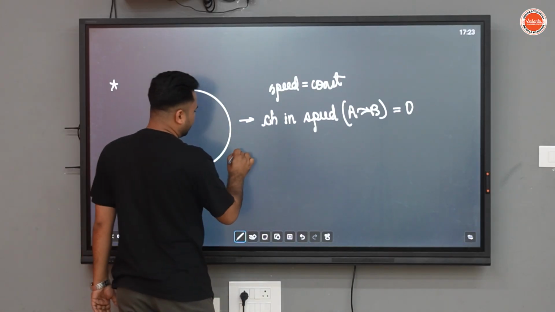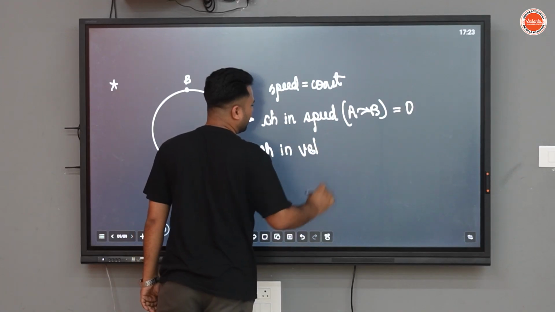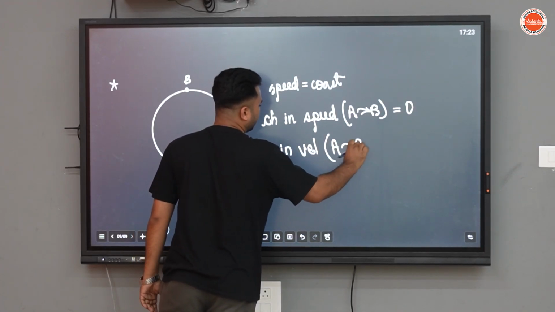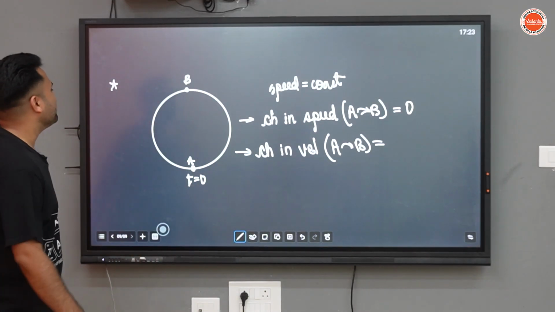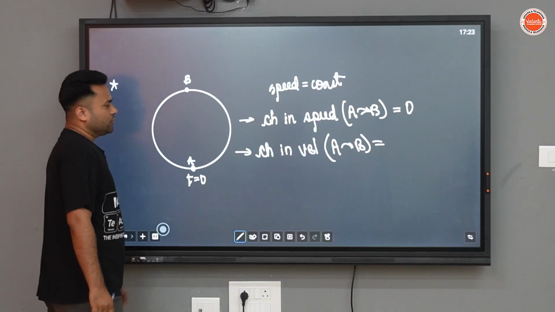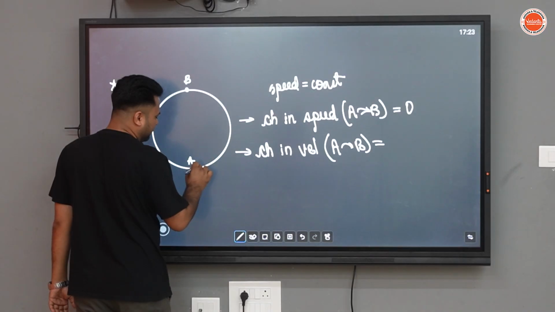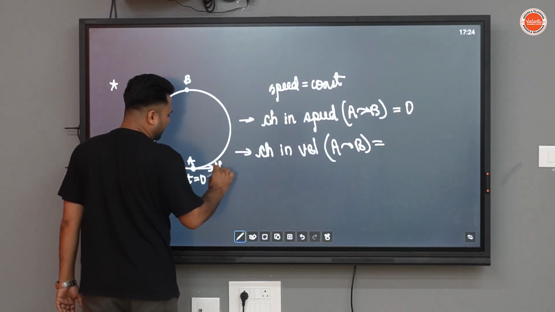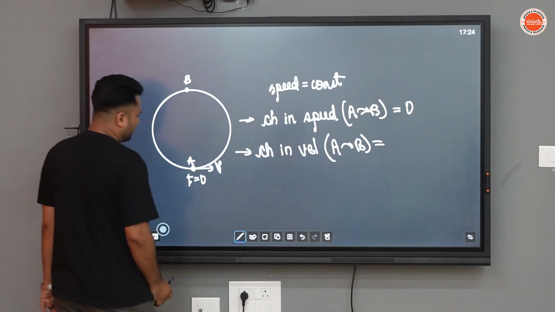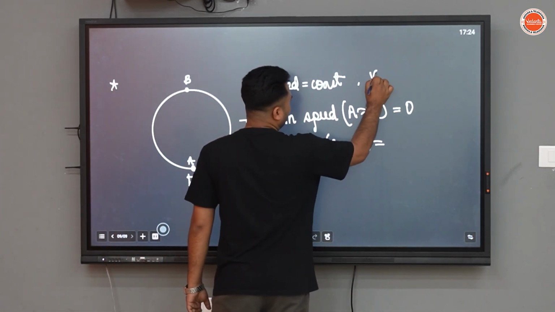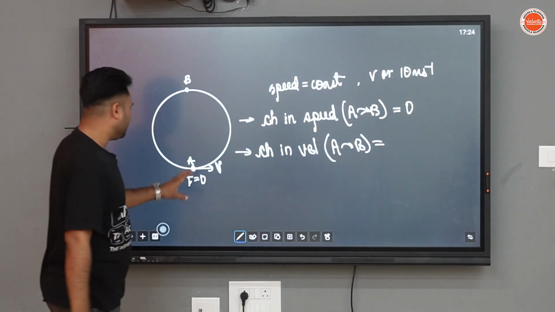But if they ask what is the change in velocity when the object goes from A to B? This is the 8th time I have asked this question. Here you give any speed. Suppose the speed of the object is v, or 10 meter per second, whatever. I am telling you with common v.